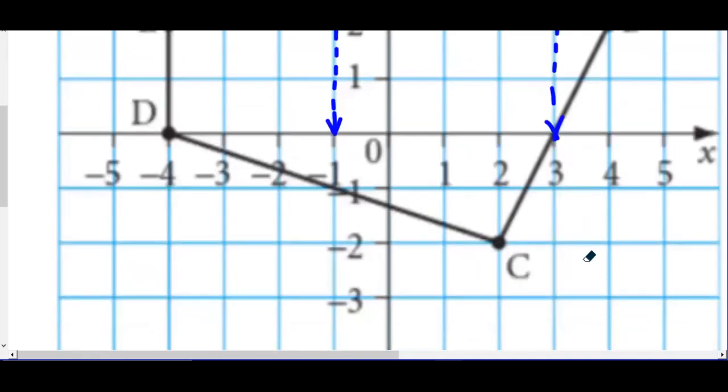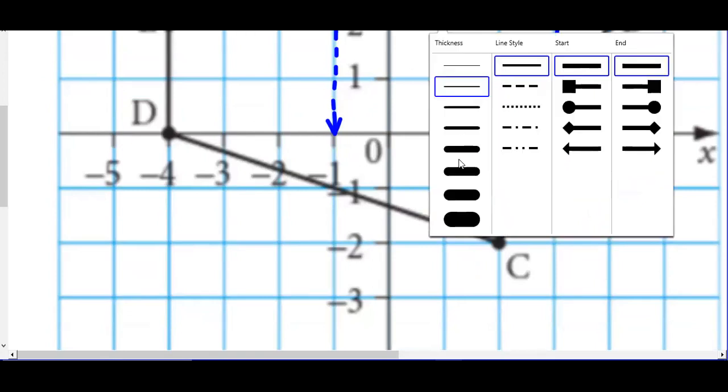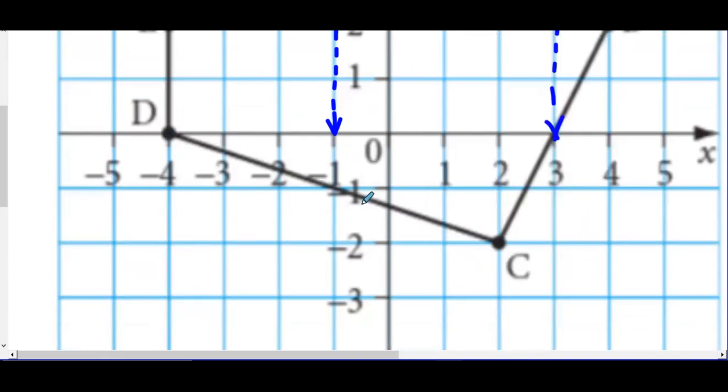Now you can pause the video and try to locate the midpoint of the other line segments. Okay. Now let me talk about this side here. How about this side from D to C? What is the midpoint of this line from D to C?